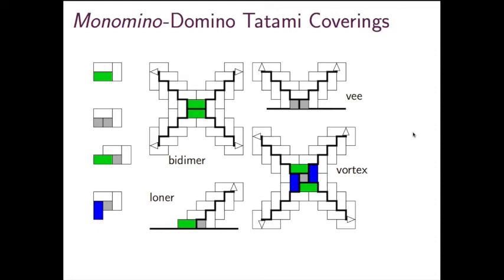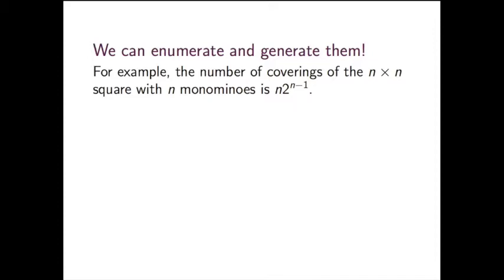When we discovered this structure in fall of 2009, we said, "Hooray! Now we can count these and generate them and do a bunch of things because they're much more friendly looking as combinatorial objects." And just an example of one of the things we can count: the number of coverings of the n by n square with n monominoes, which happens to be the maximum number of monominoes, is n times 2 to the n minus 1. And this is probably the first number that jumped out to us, because combinatorially this is a very round number. It's the number of edges in the hypercube, things like that.